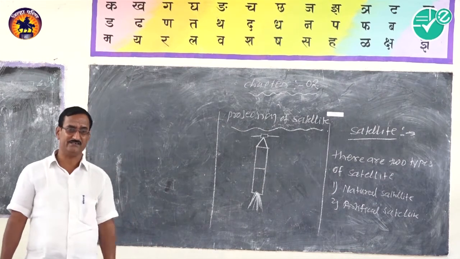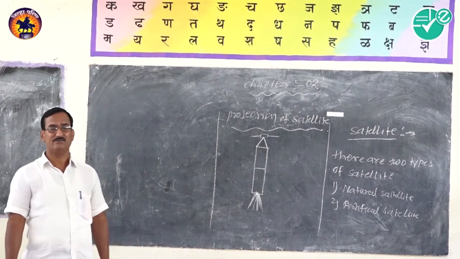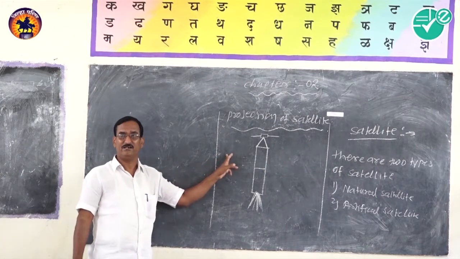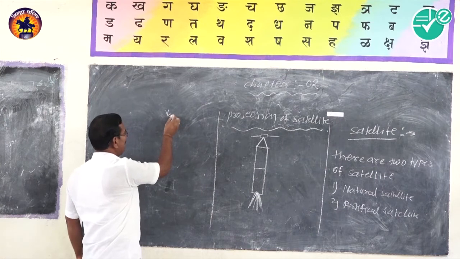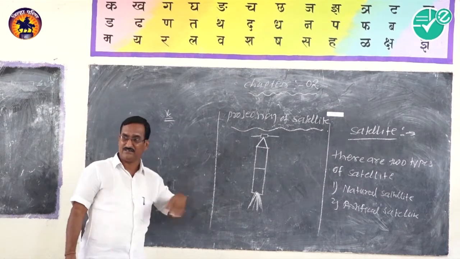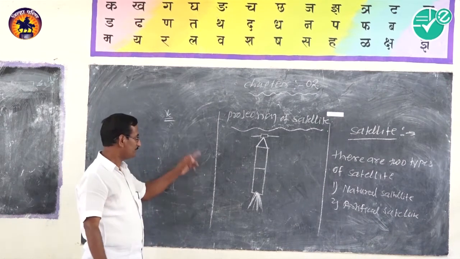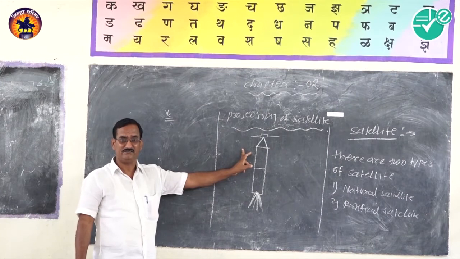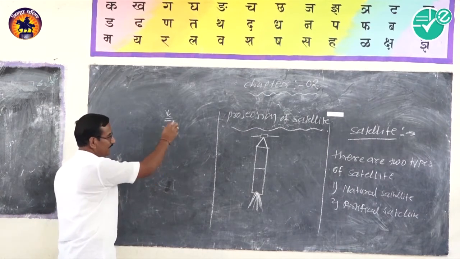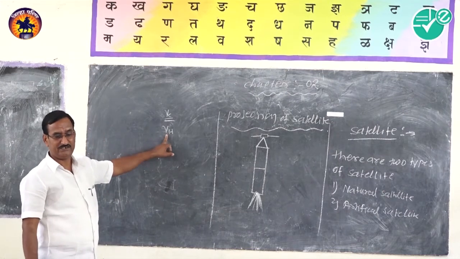When we have to launch a satellite into space with the help of a two-stage rocket, the first stage of the rocket provides the vertical velocity to the satellite, and that vertical velocity is known as the critical velocity. With this critical velocity, the satellite goes up to the desired height. The second stage of the rocket provides the horizontal velocity to the satellite, and the satellite goes into the horizontal direction.